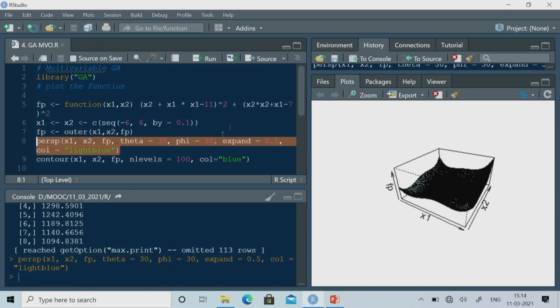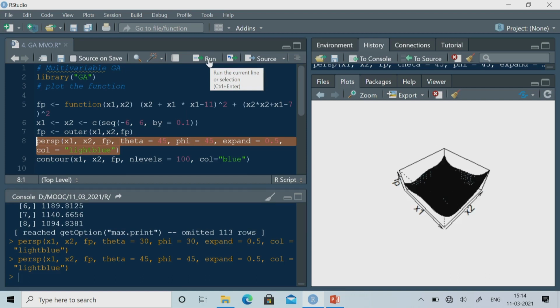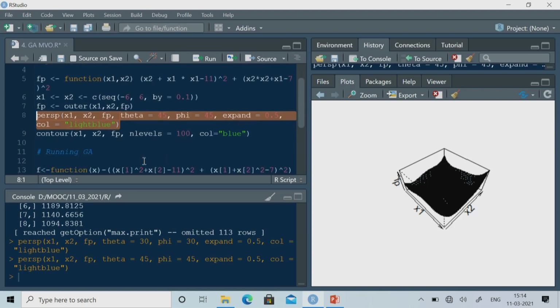So, this is the 3D plot, and if you want to change your view, suppose I want to use 45 degree and 45 degree. So, horizontal and vertical angle I can change, and maybe I will get a different view. I am getting a different view. So, this is the 3D view of this particular function, but I would like to see the contours.